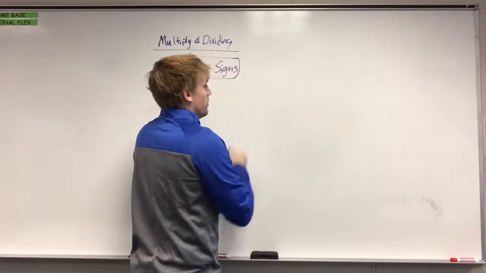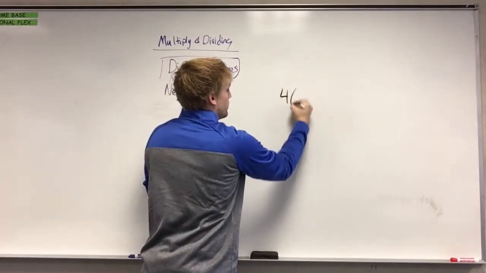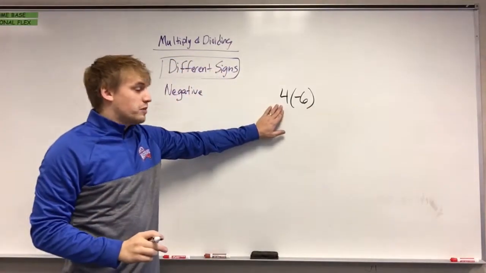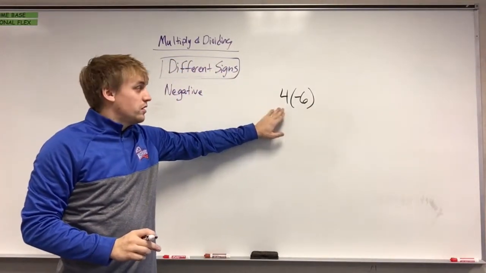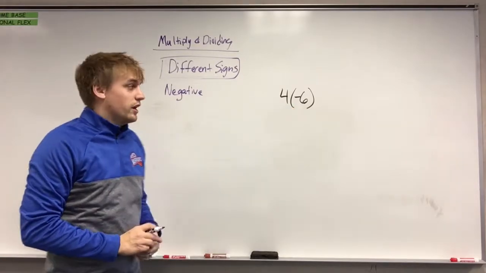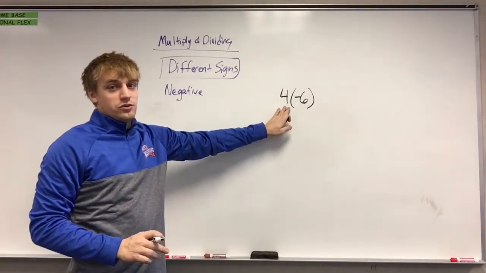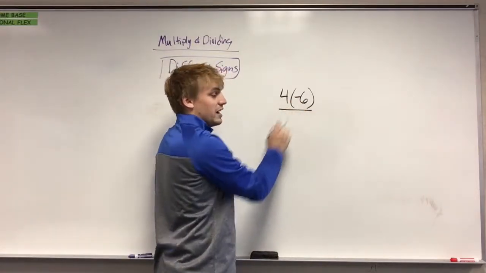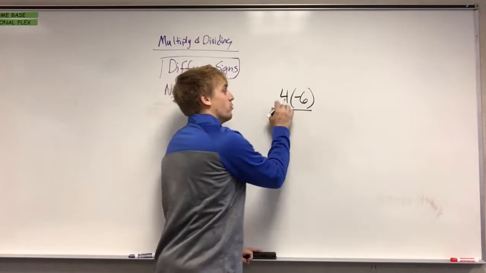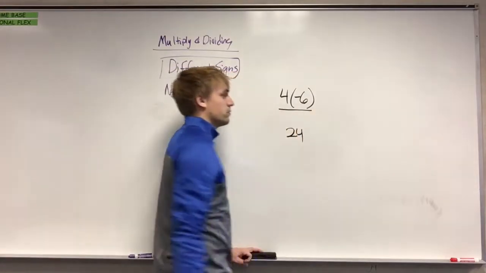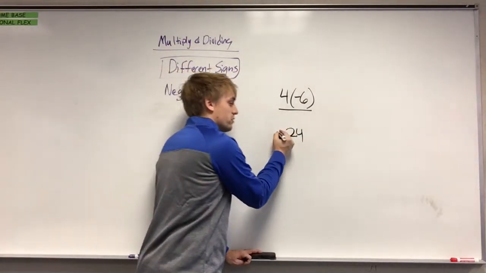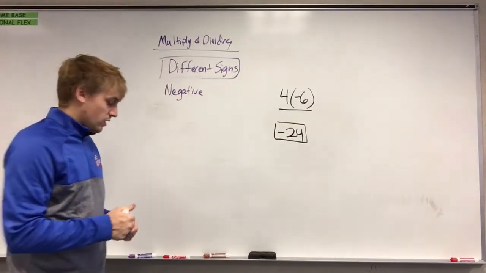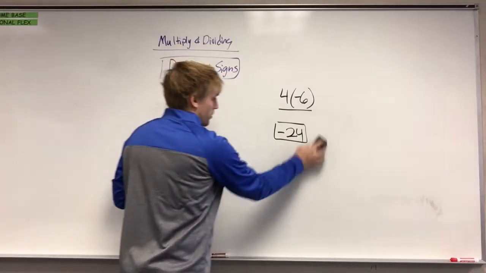Say we had 4 times negative 6. 4 is positive because there's not a negative in front of it, and 6 is negative. The number is right next to the parenthesis, which means multiplication. So when we multiply this, we get 4 times negative 6. 4 times 6 is 24. The signs are different, so it's negative. Let's try one more.